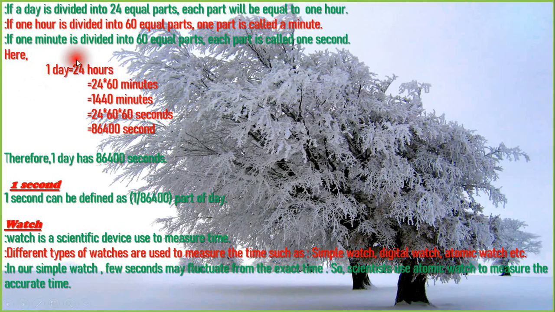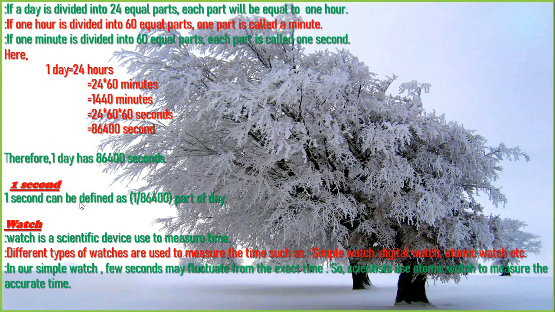Here we can also see that one solar day has 24 hours, and 24 hours has 24 into 60, so 24 hours or 1 day has 1440 minutes. Similarly, 1440 minutes has 86,400 seconds, or 24 hours has 86,400 seconds, or you can also say that a solar day has 86,400 seconds. These are all similar things. Therefore, we must remember that a day has 86,400 seconds.